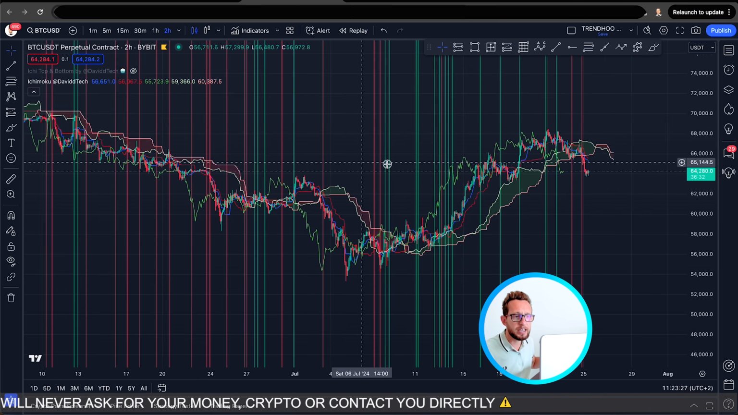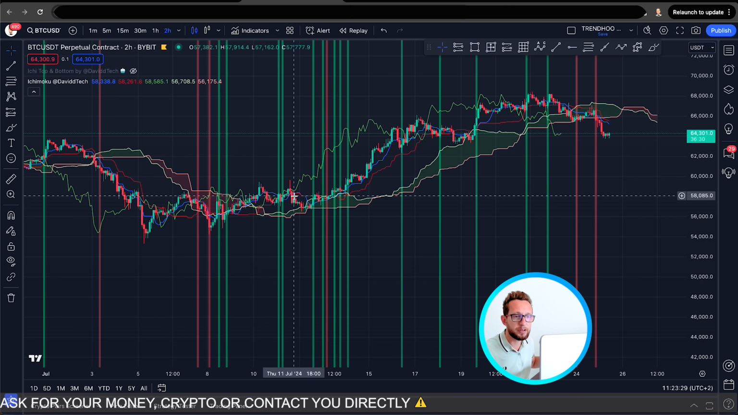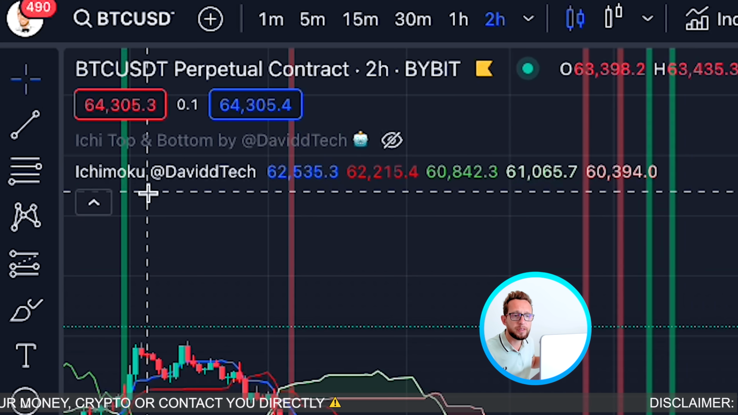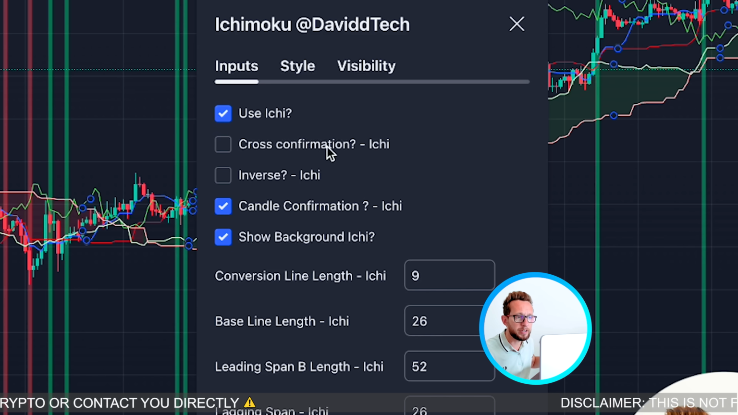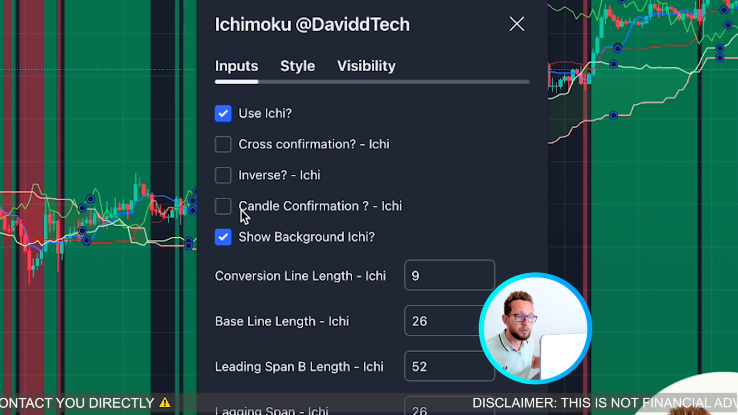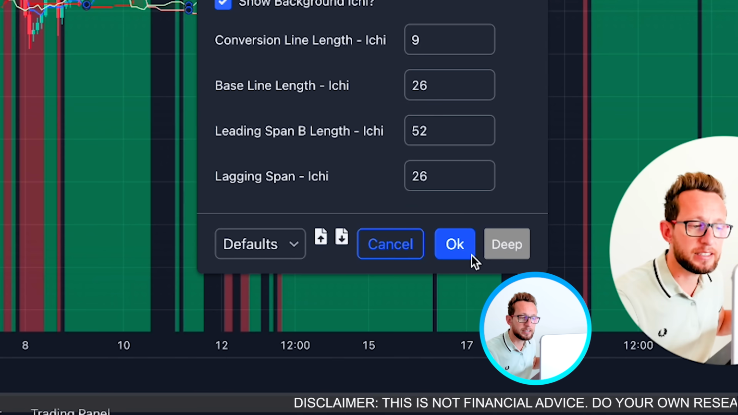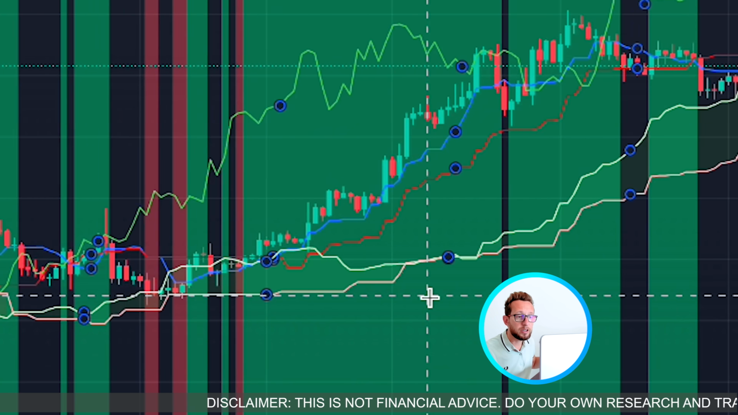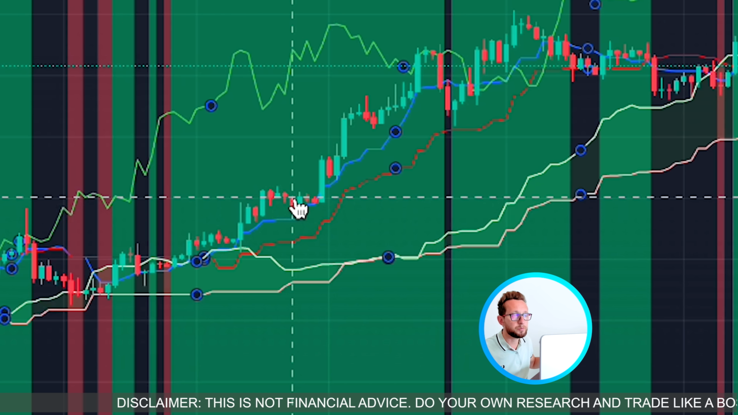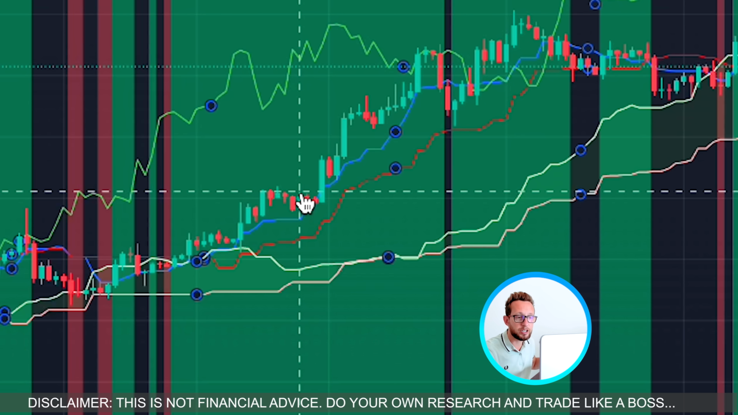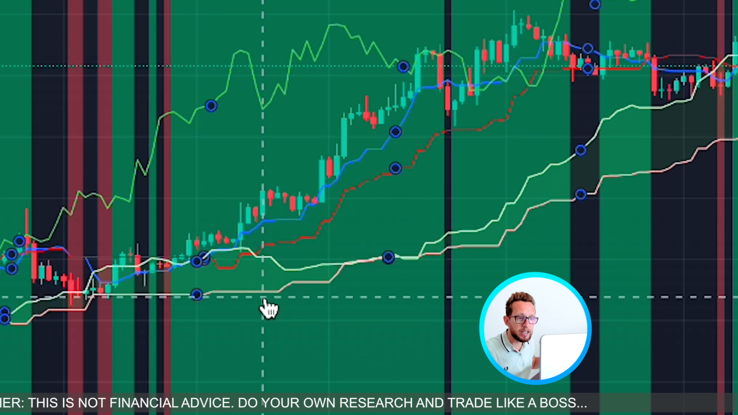As you can see, it has lots of different colors in the background. We're going to remove the colors from the background, remove the crossover. We're going to remove the candle confirmation, and then we're going to leave it exactly as it is here. So as you can see, the two lines that are interesting to us for our baseline, the baseline giving us our trend direction, is this one here and this one here.